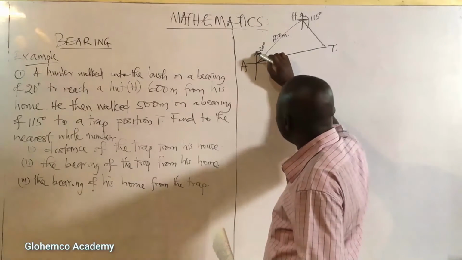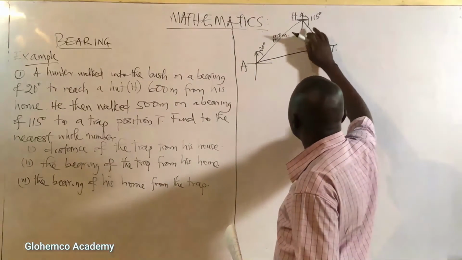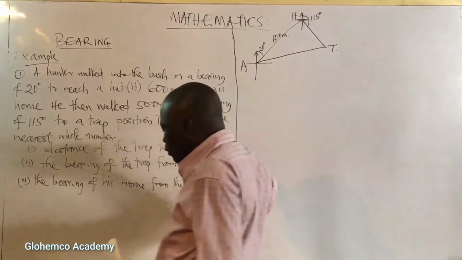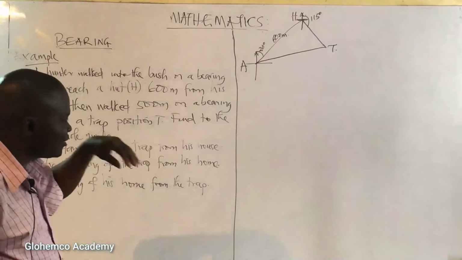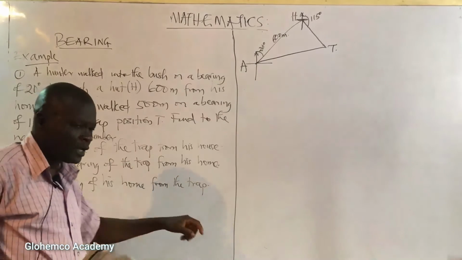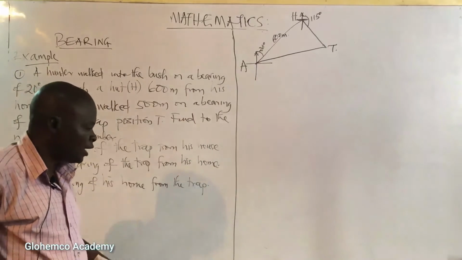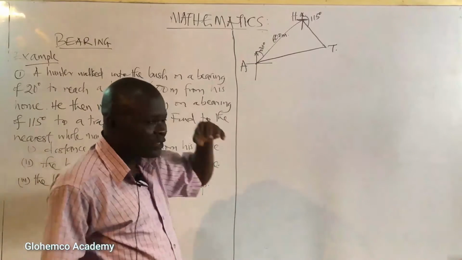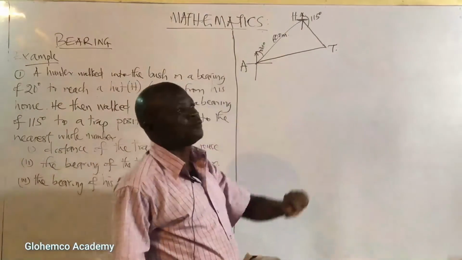If you look at this one, this 20 degrees is outside the triangle. This 115 degrees is also outside the triangle. You cannot use the values of 20 and 115 degrees here because they are not inside the triangle. Like I've said earlier, when I started introducing you to the sine or cosine rule, if you want to apply any sine or cosine rule here, you have to ensure that the angles you are talking about are inside the triangle.